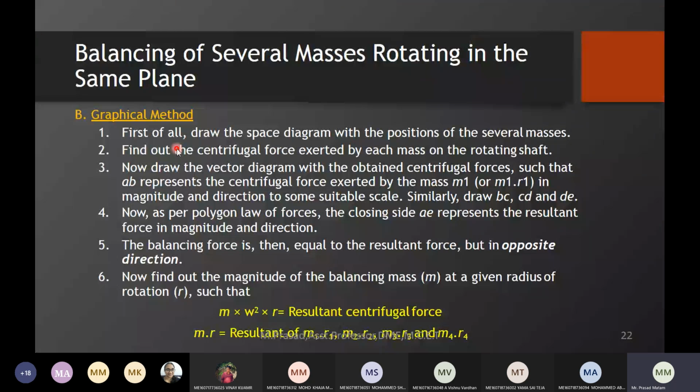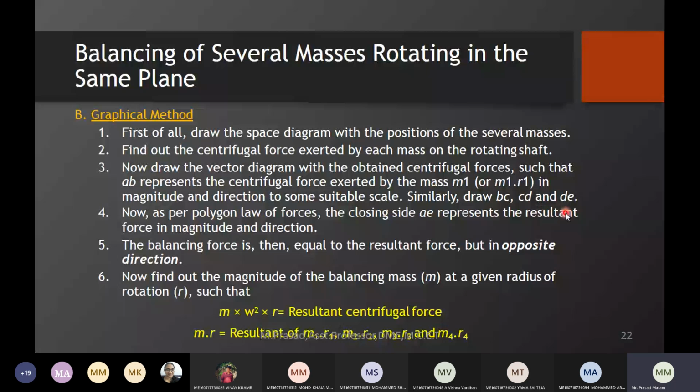So now let us discuss step by step. First, draw the space diagram with the position of the several masses. Second step, find out the centrifugal force exerted by each mass on the rotating shaft. Third step, draw the vector diagram with the obtained centrifugal forces such that AB represents the centrifugal force exerted by the mass M1 in magnitude and direction to a suitable scale. Similarly, draw BC, CD, DE.